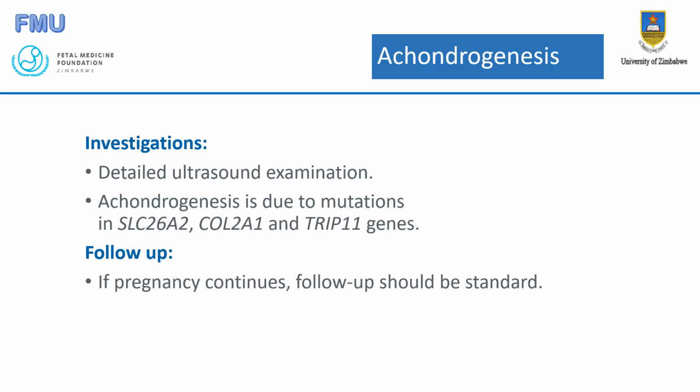SLC26A2 gene, and also the COL2A1 gene, and the TRIP11 gene. For women who desire to know the specific type they have, just remember that a genetic test can be done on the amniotic fluid targeting those genes. When you are doing this test, we have to write that we are suspecting achondrogenesis, and we would like them to look for mutations on these specific genes.